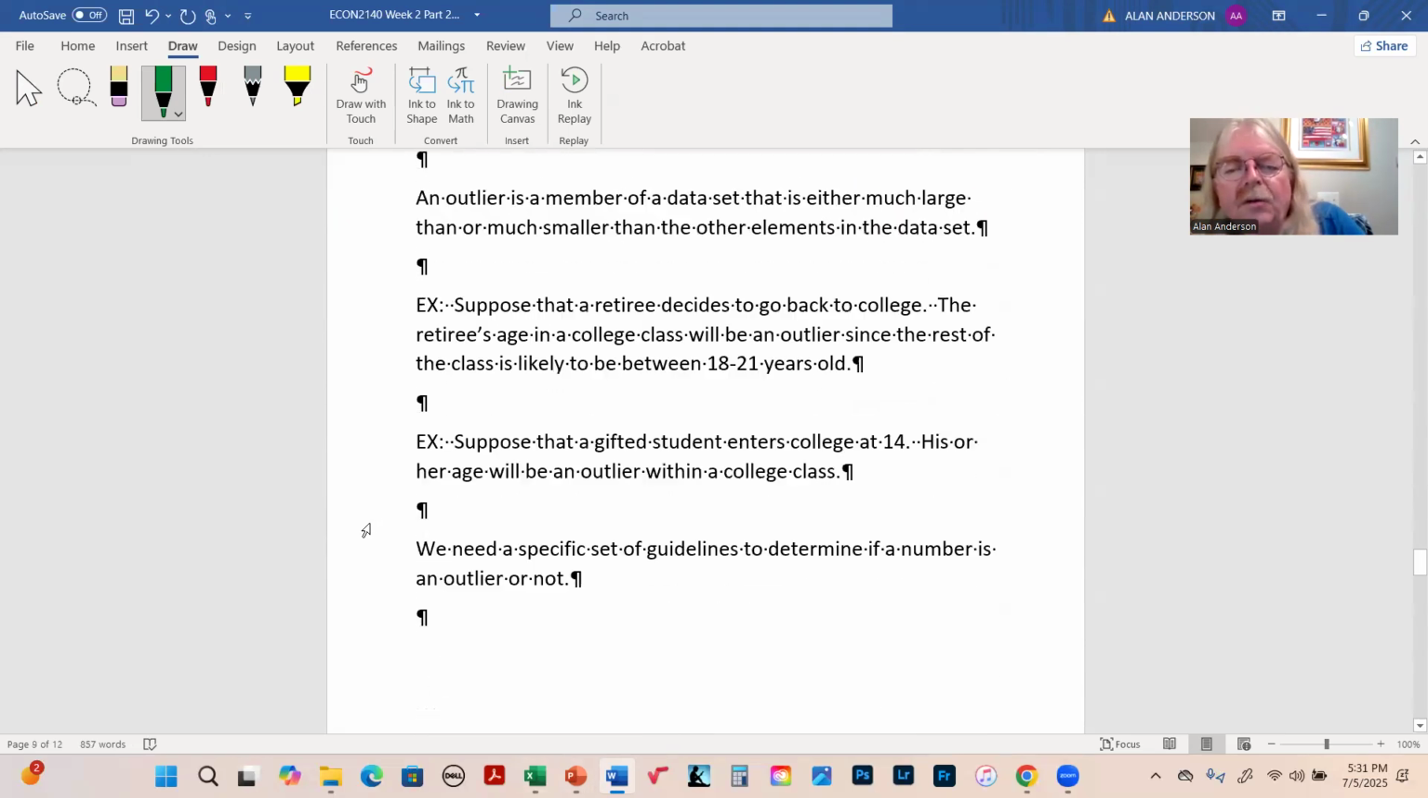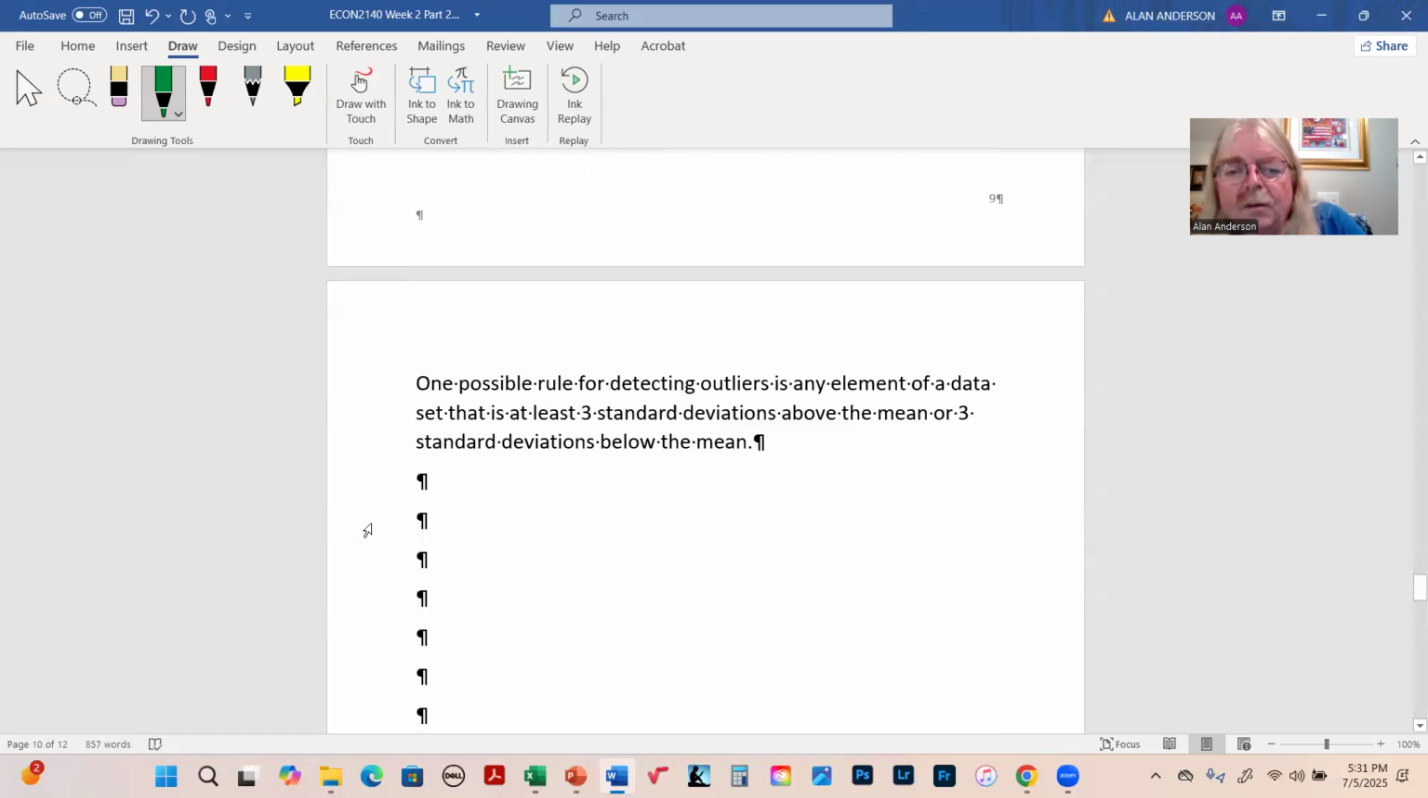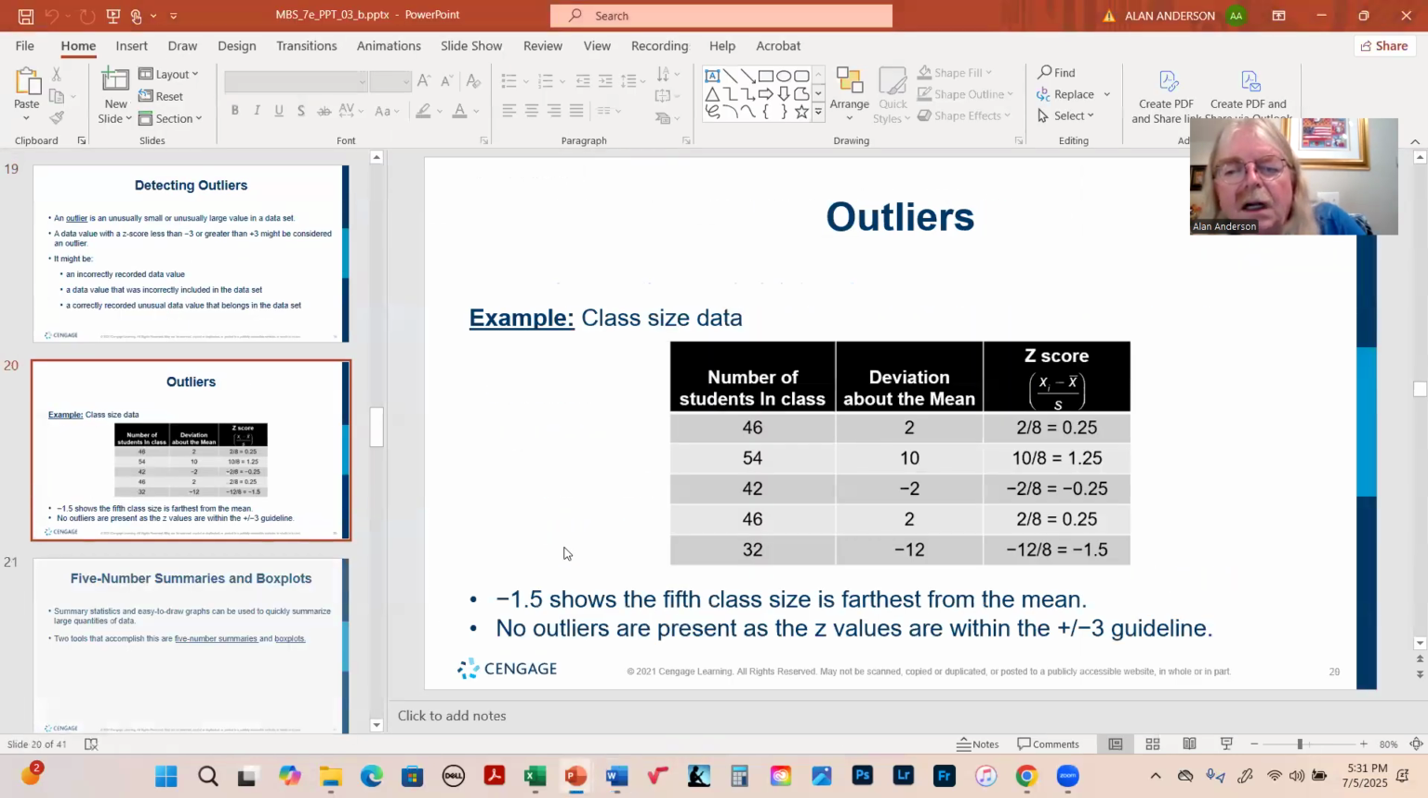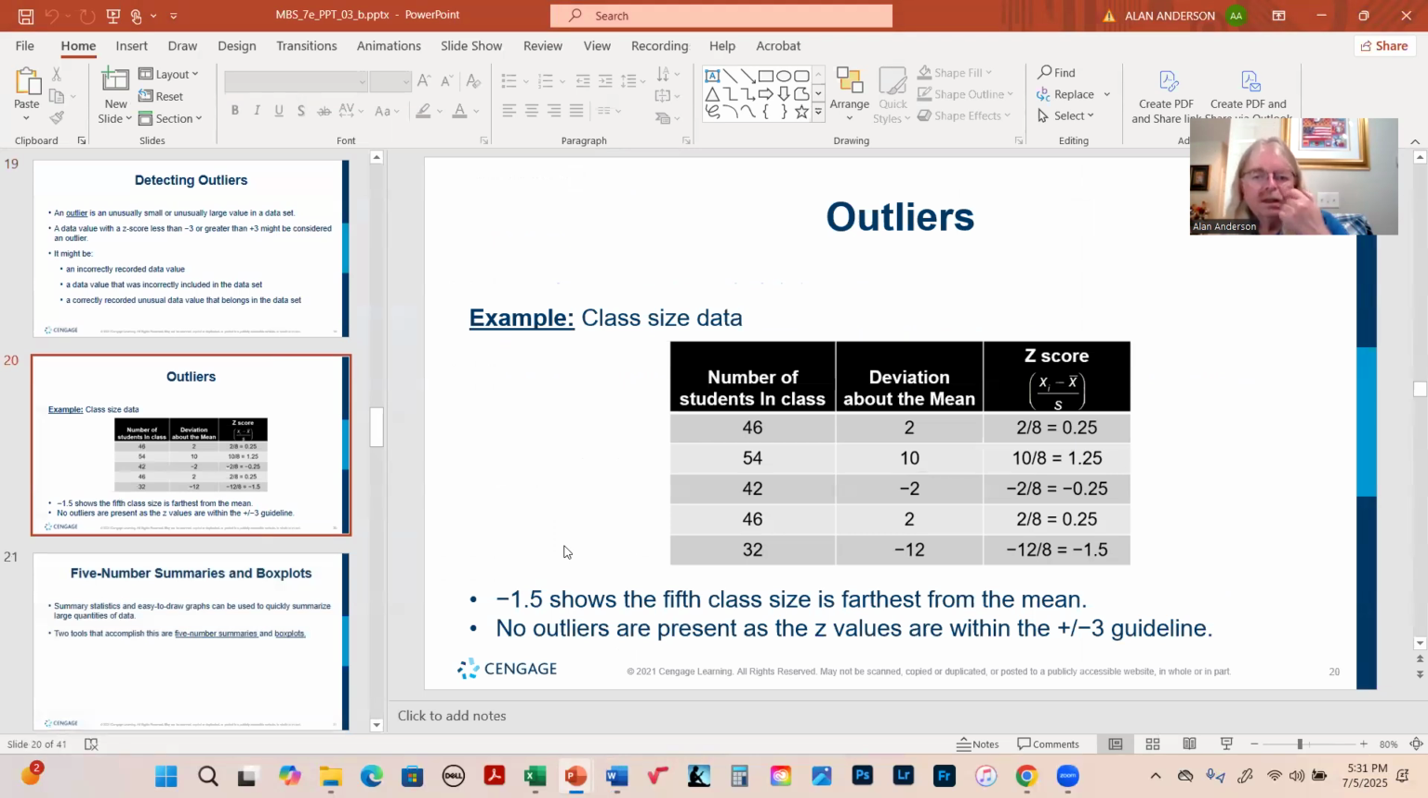Now, outliers can cause a lot of issues with our results, so it can be important to detect outliers. Like in this set, there are no outliers because nobody is at least three standard deviations above the mean or three below.